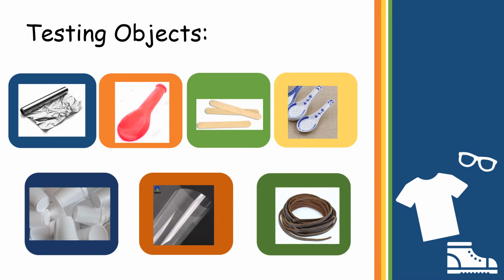Testing objects that you need to prepare will be aluminum foil, balloon, popsicle sticks, ceramic spoon, leather string, plastic, polystyrene, and any other materials that you would like to test for the heat conductor and insulating property of the material.